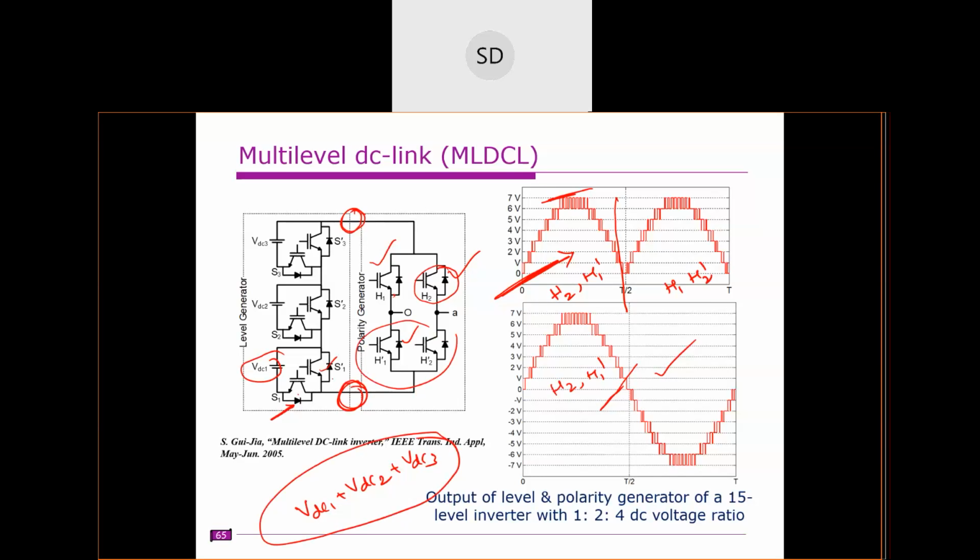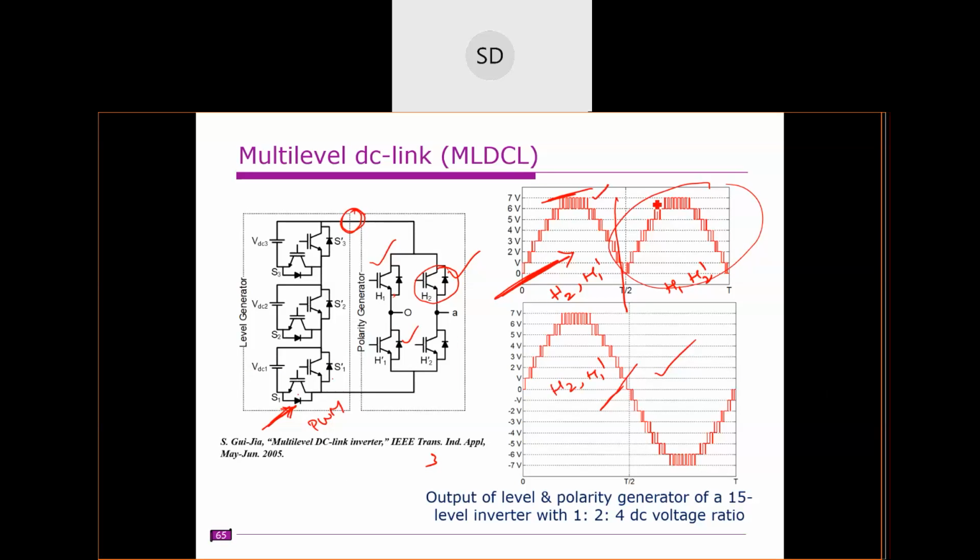The total blocking voltage for the polarity generator is equal to VDC1 plus VDC2 plus VDC3, and if there is a fourth source, VDC4 is also included. Clear? And the interesting thing is, what is the switching frequency of each switch? The level generator switches are operating in PWM mode, whereas the switches in the polarity generator are operating at fundamental frequency, right?